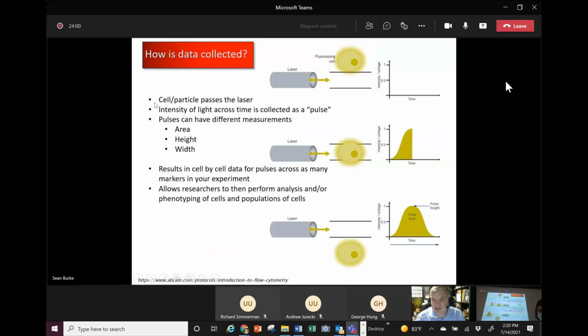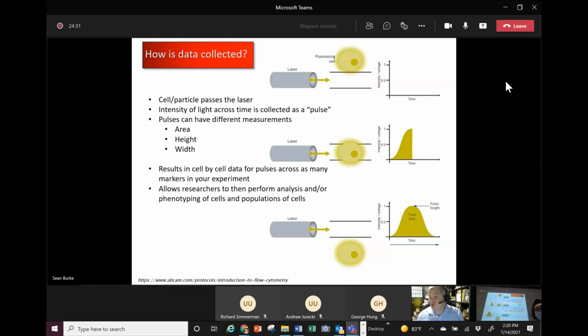But how is this data collected, right? I say it goes into a detector. Well, what do we actually detect? When that cell passes a laser, that cell gets excited, right? The light inside of it gets excited. And the computer makes a measurement of the intensity of that light, which you can see here on the y-axis, across time, which is how long it takes for that cell to go past that laser. And that results in something that we call a pulse area, right?